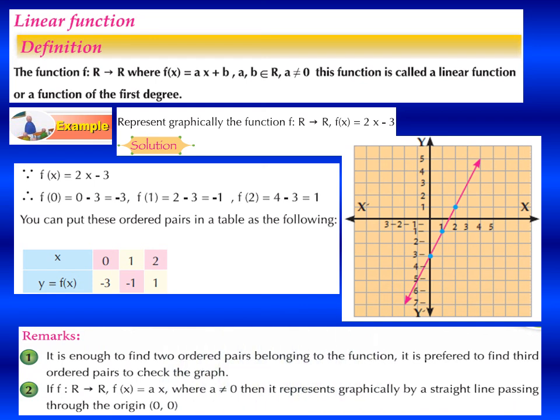Remarks. It is enough to find two ordered pairs belonging to the function. It is preferred to find a third ordered pair to check the graph. Number 2: if f is a function from R to R and f(x) = ax, where a doesn't equal 0, then it is represented graphically by a straight line passing through the origin point.